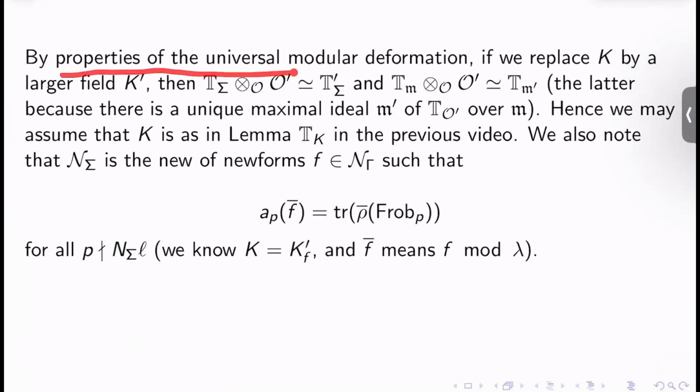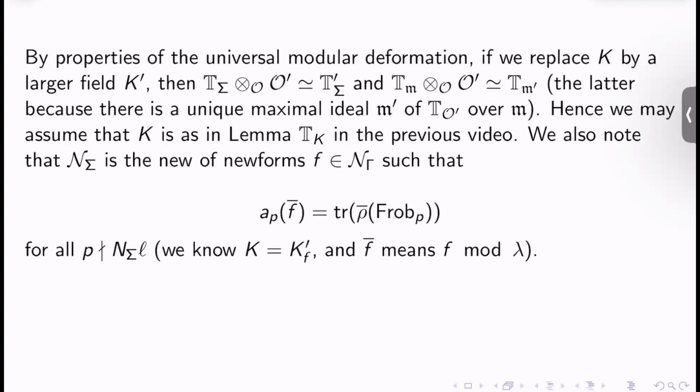First, by the properties of the universal modular deformation, if we replace our field K by a larger field K prime, then how does T sub sigma change? If you tensor it up to O prime, you just get T prime sub sigma. And the same thing is true for T sub M. If you tensor T sub M up to O prime, you get T sub M prime. And the latter is true here because there's actually a unique maximal ideal M prime of T sub O prime over M, okay? Who cares? Well, all this is really to say that we can actually assume that K is as in Lemma T_K from the previous video. It's large enough, okay? Because we can control how these Hecke algebras are changing as we grow the field.